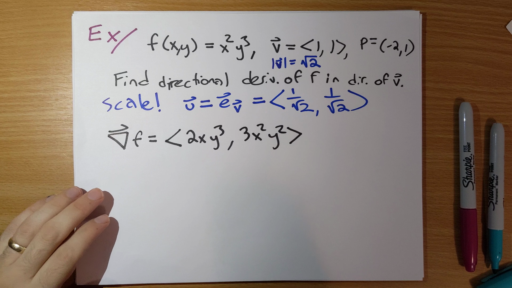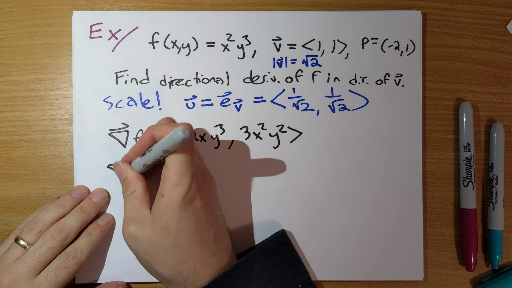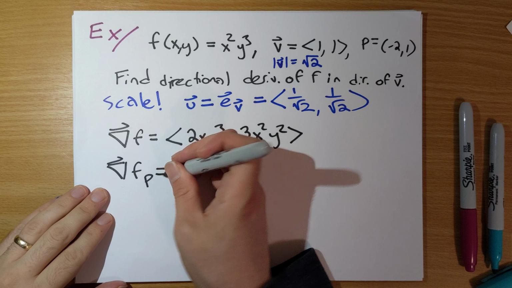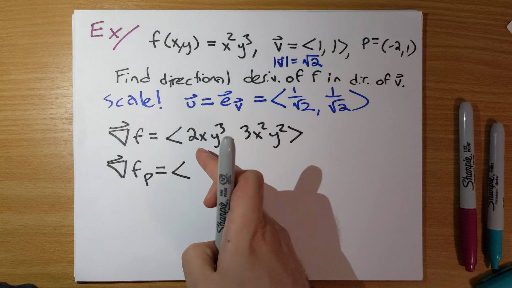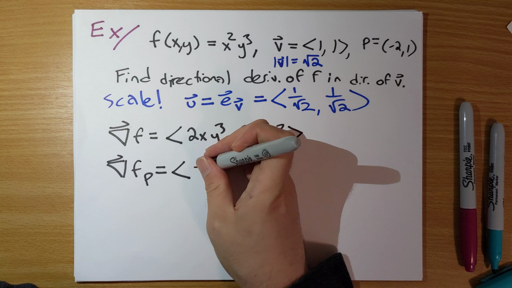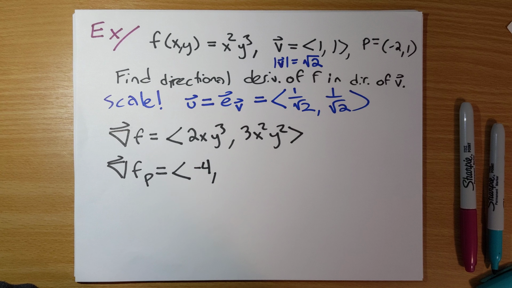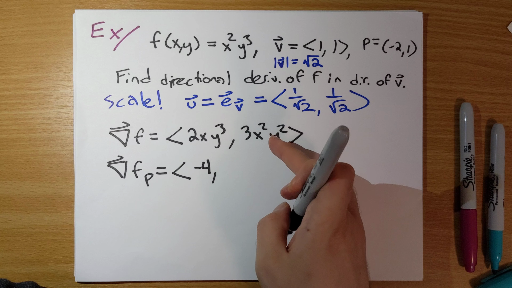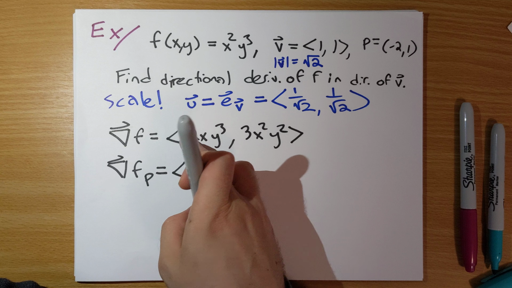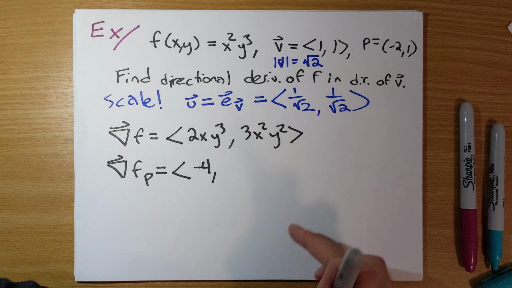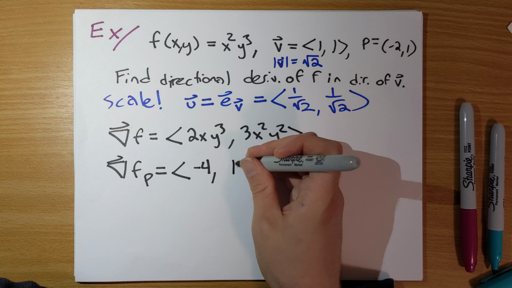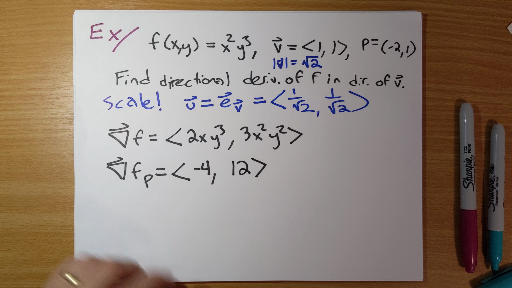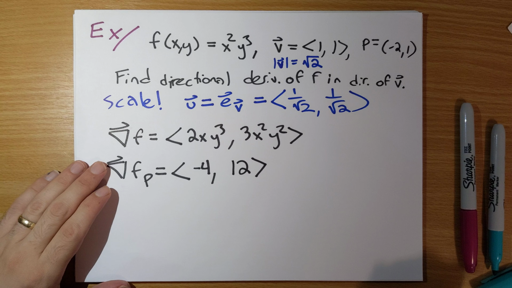And now let's go ahead and plug in our point P. x is -2, y is 1. So 2 times -2 times 1 cubed is -4, comma, 3 times -2 squared is 12 times 1. So the gradient evaluated at P is -4, 12.